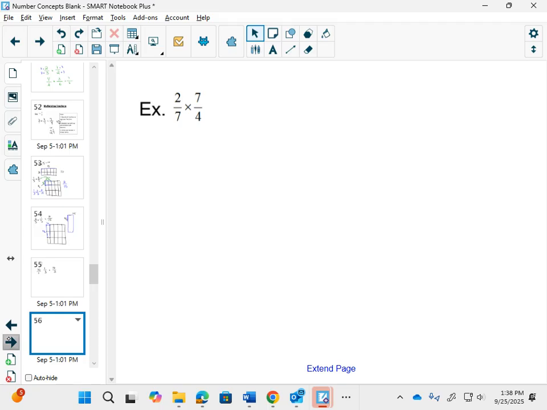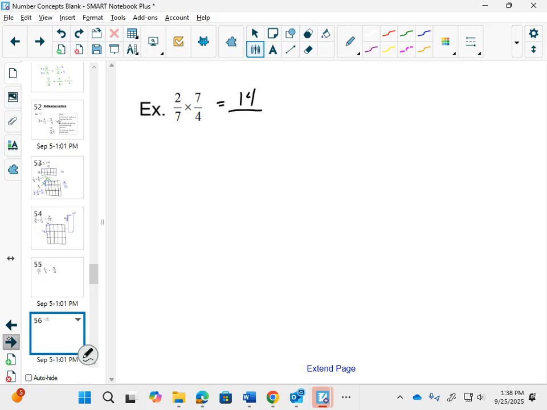Sorry, this is an exciting question. You're like, why is this exciting? We're going to have fun with this one. First of all, we'll just apply the rules. If the question is 2 over 7 times 7 over 4, and the rule is I need to multiply the tops, so I go 2 times 7, I'm going to get 14.